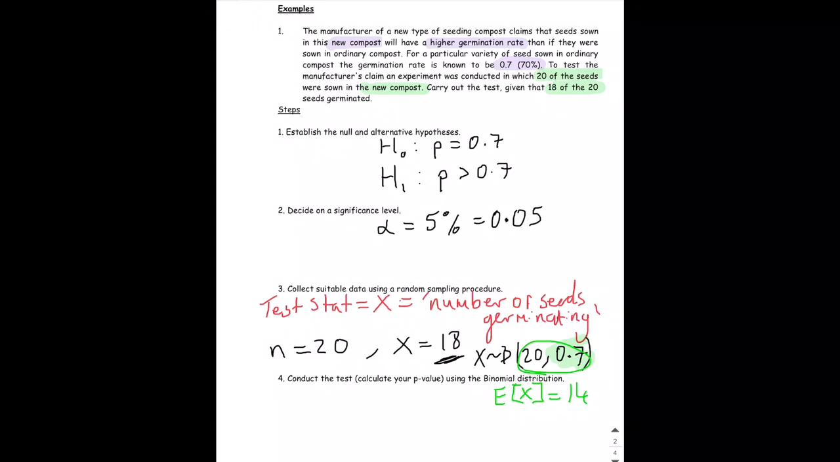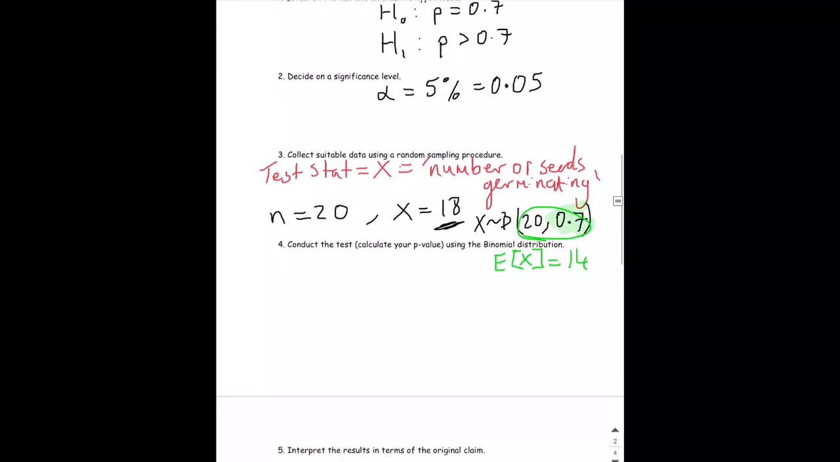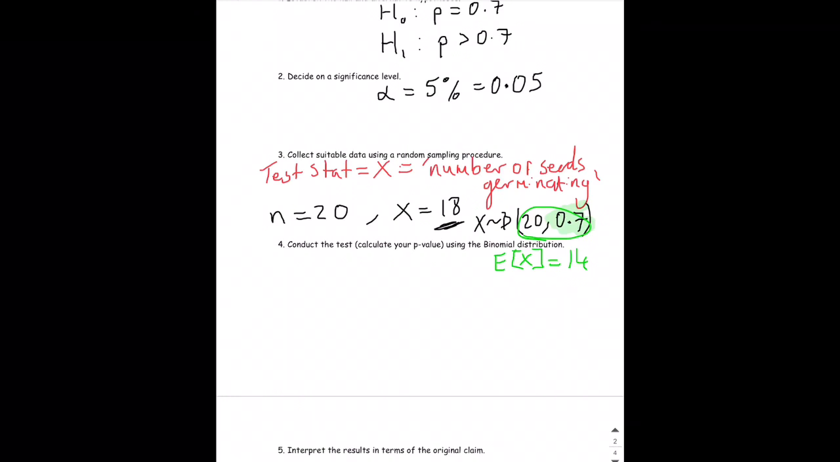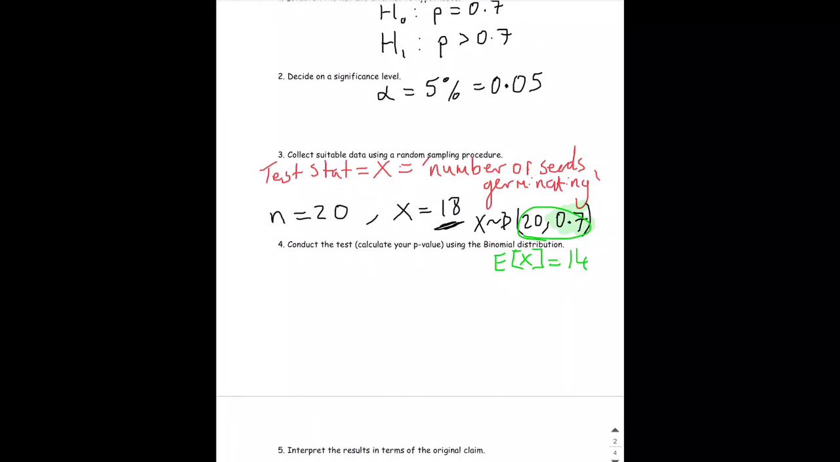So what we do then to conduct the test is we calculate the p-value, which is the probability of getting my sample or even more extreme. We always include the more extreme. So in this case, that's the probability that X is 18 or even greater than 18, even further away from what I was expecting.